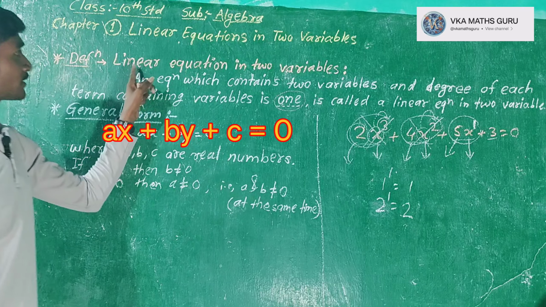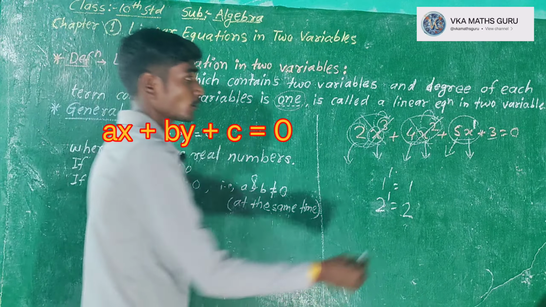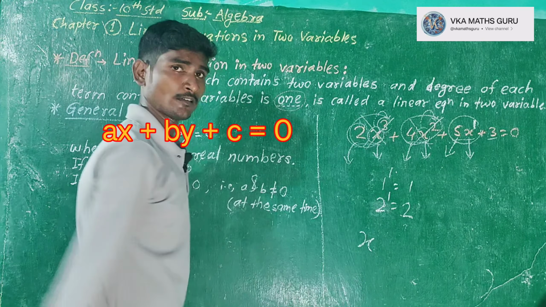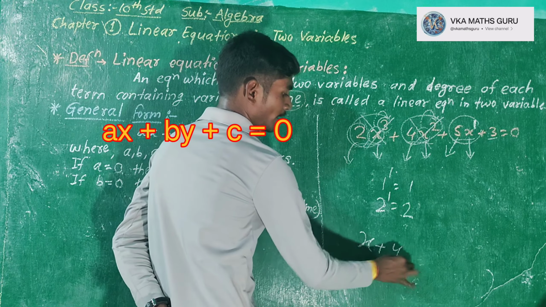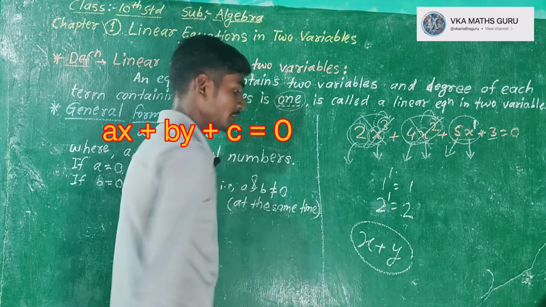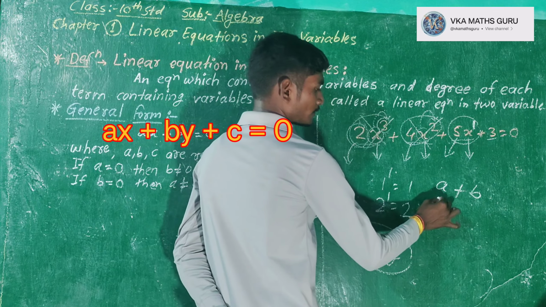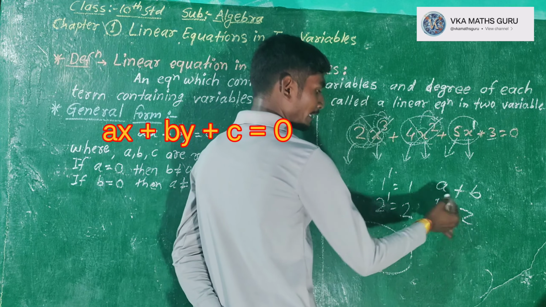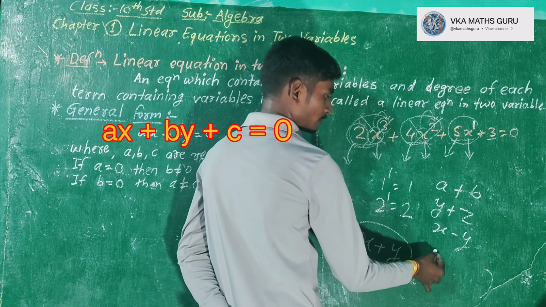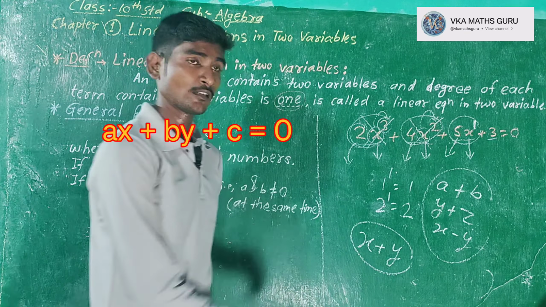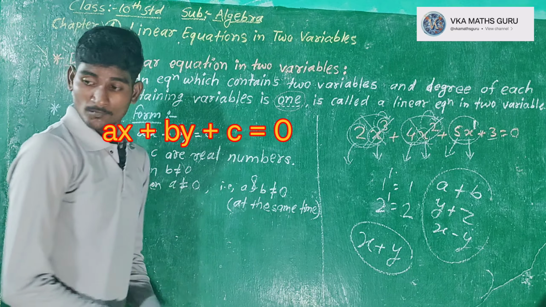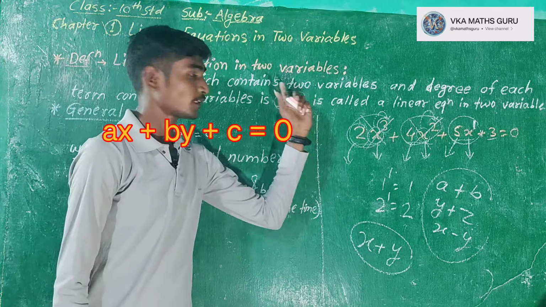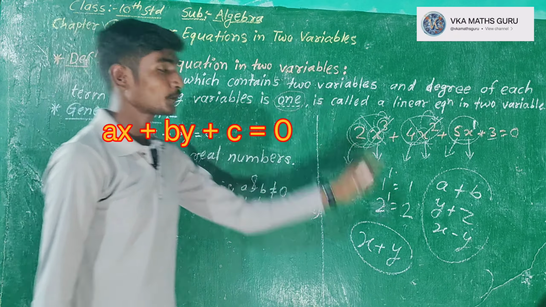But we will discuss the linear equation in two variables. So x is the first variable, but we want another, so we can take y, that means x plus y. Like this we can also take a, b, or y, z, y plus z, or x minus y. These are the variables. So we want two variables in this equation. This is the definition of the linear equation in two variables.